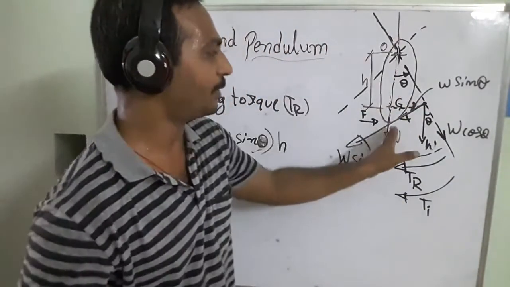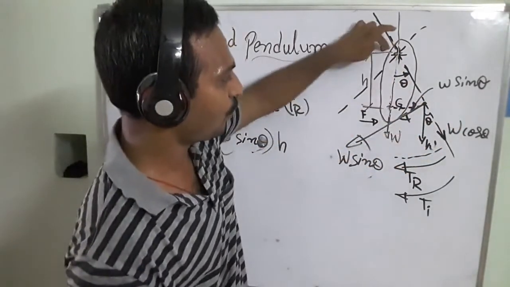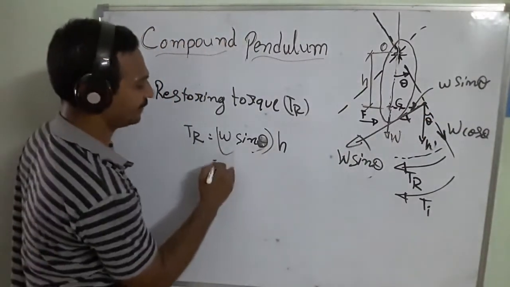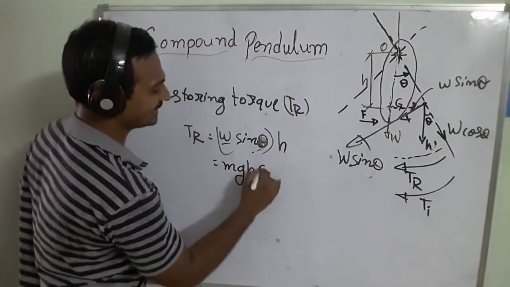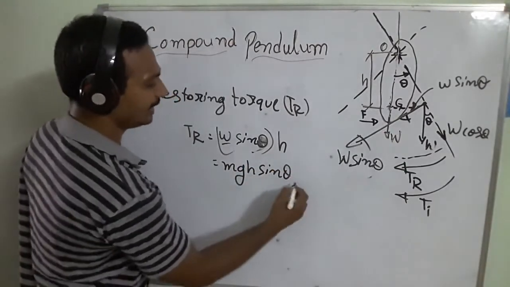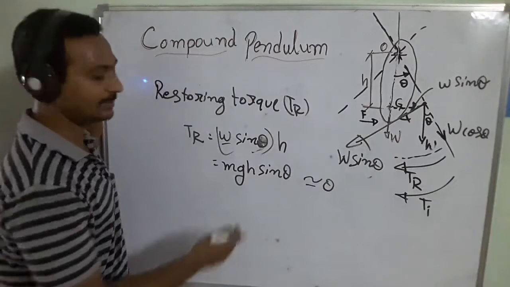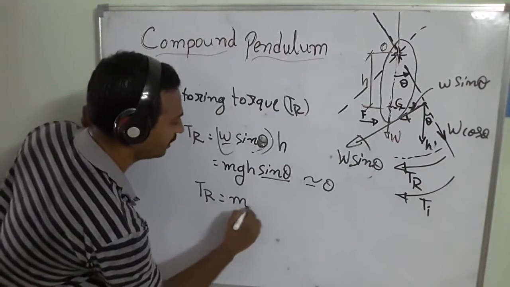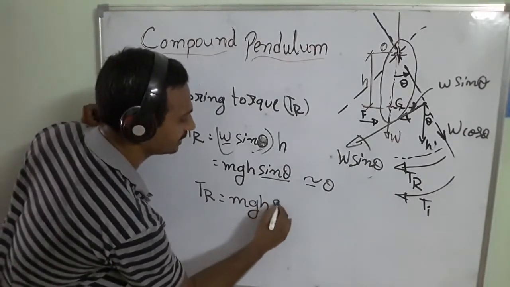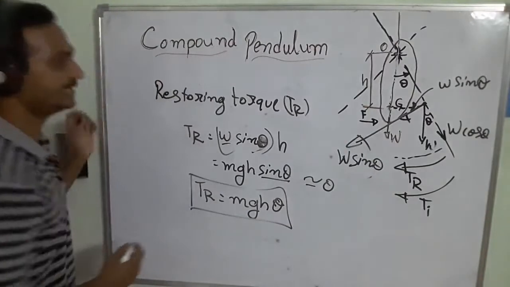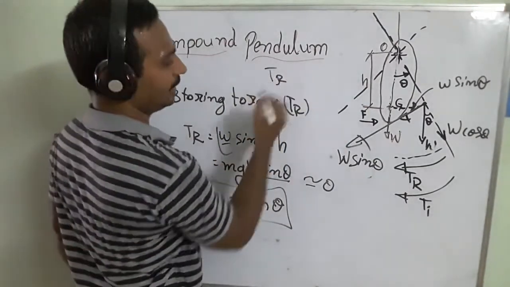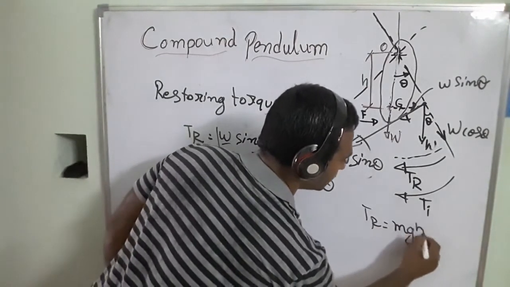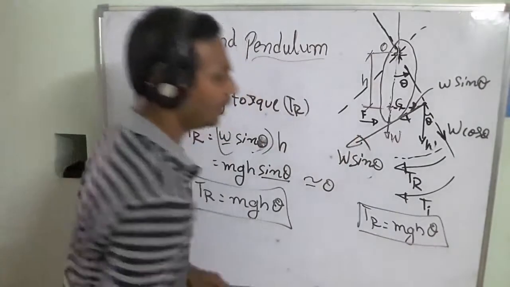Because even in the equilibrium position or exciting position, the distance between O and G does not change, because it is a rigid body. So I am going to simplify this equation. W is equal to mg, so the torque is mgh sin theta. As we know, theta is a very small quantity, which means sin theta is also very small. Then Tr is equal to mgh theta. So this is the value we got. I am writing here Tr is equal to mgh theta. Then one parameter we have calculated.